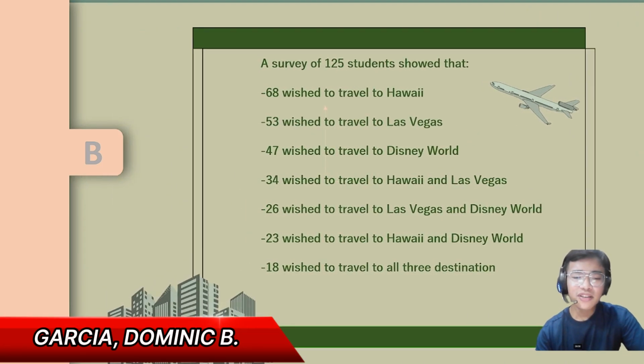So a survey of 125 students showed that 68 wish to travel to Hawaii, 53 wish to travel to Las Vegas, 47 wish to travel to Disney World, 54 wish to travel to Hawaii and Las Vegas, 26 wish to travel to Las Vegas and Disney World, 23 wish to travel to Hawaii and Disney World, and lastly, 18 wish to travel to all 3 destinations.